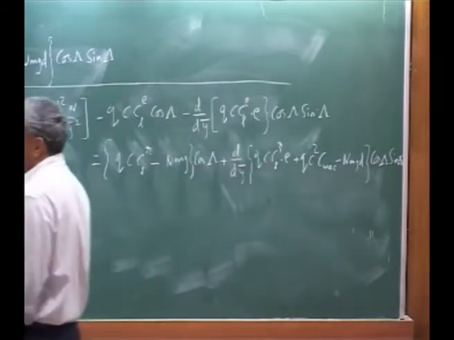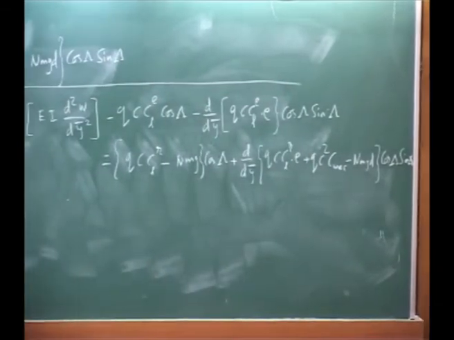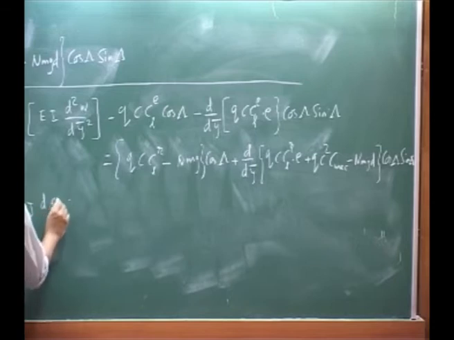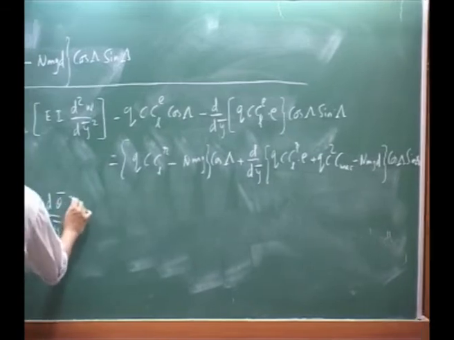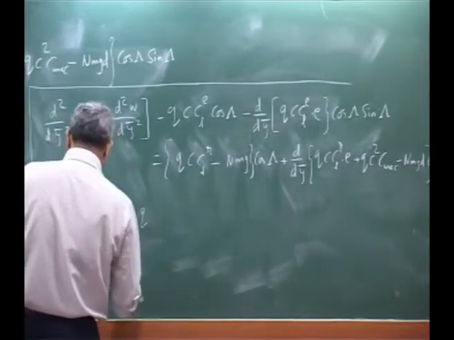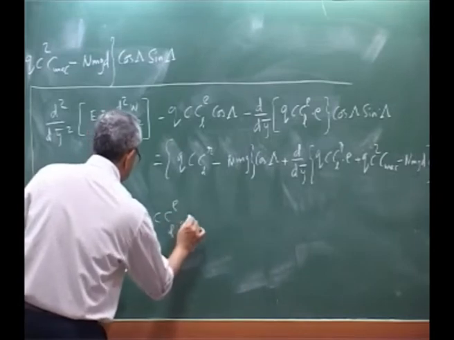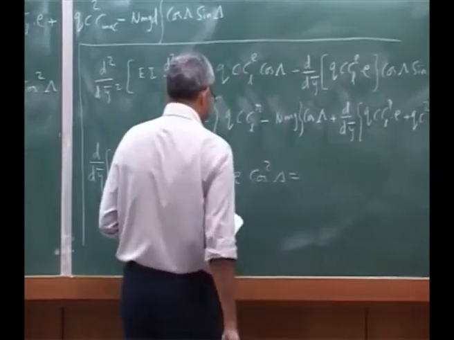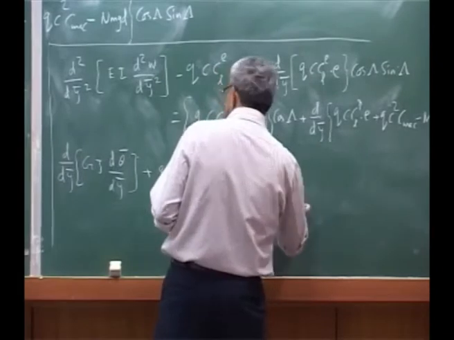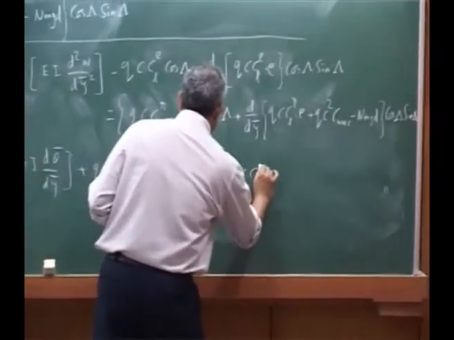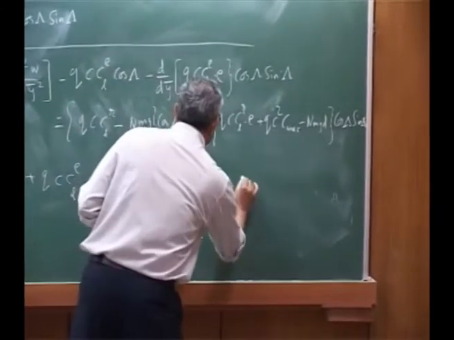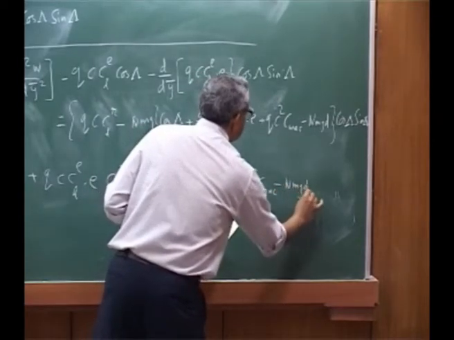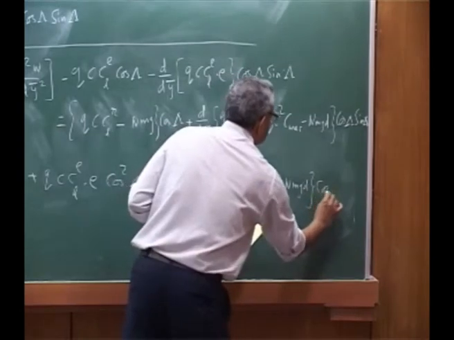Okay, and the torsion equation in the same way you will write it as d over dy bar of GJ d theta bar over d y bar plus q c cl e into e square lambda equals minus, you can have q c cl R into e plus q c square cm ac minus n mg d times cosine square lambda.